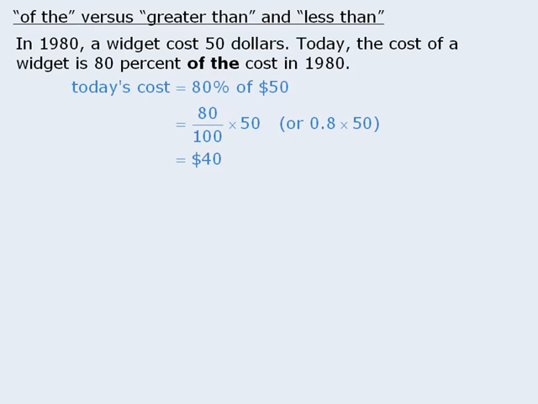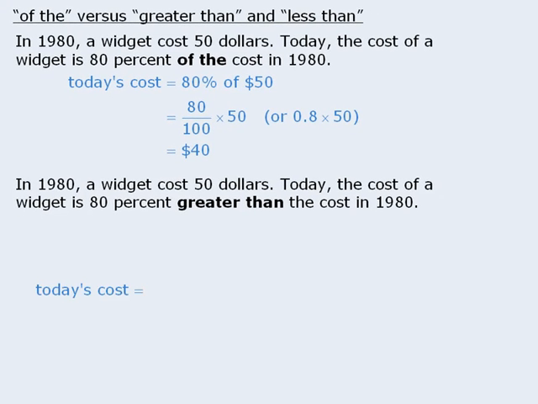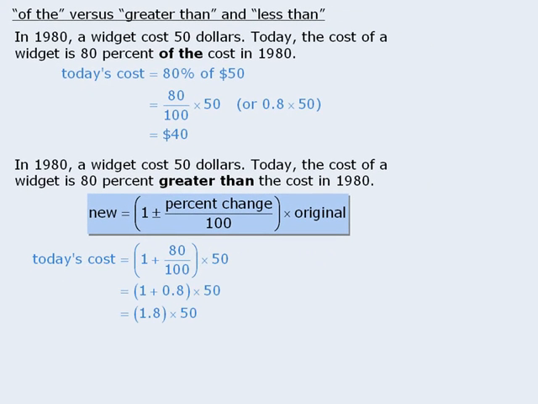Now compare that question with this one. Here, the price of a widget was still $50 in 1980, but today the cost of a widget is 80% greater than the cost in 1980. For this question, we calculate the cost of a widget today by applying the following formula. Here the percent change is 80%, so we can add this to our formula, and the original cost of a widget was $50, so we can add that here. At this point, when we evaluate the right-hand side, we see that the cost of a widget today is $90. So as you can see, there is a big difference regarding the phrase "of" and the phrase "greater than."